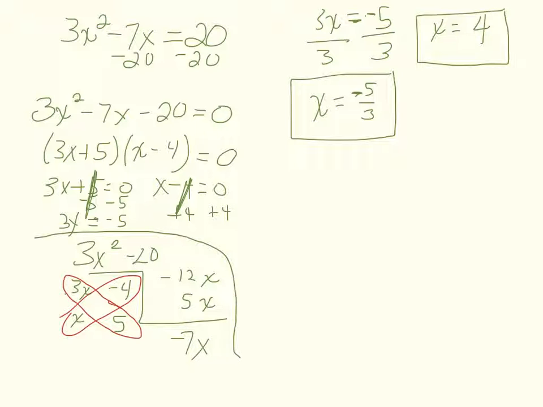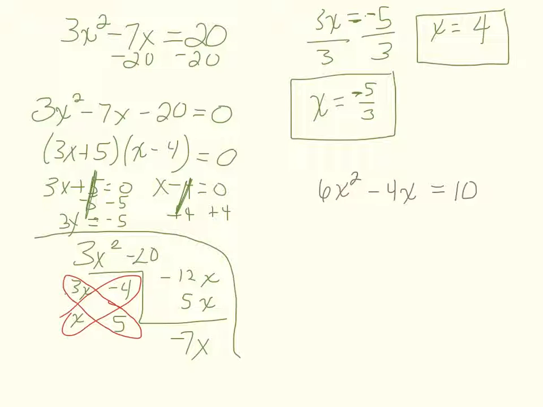All right, let's look at one last quadratic equation together, and then I'll let you work on some on your own. So what if I have 6x squared minus 4x equals 10?